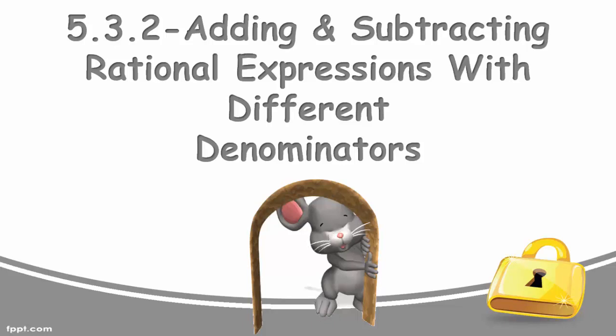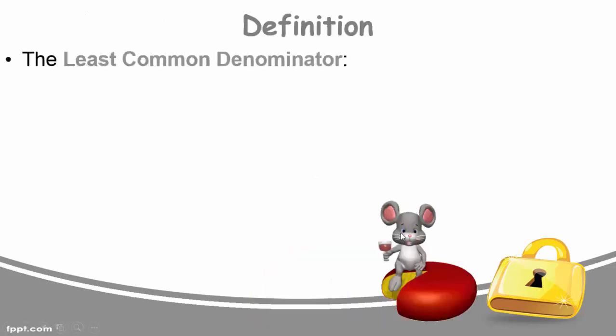Hello, welcome to Chapter 5.3, Part 2, Adding and Subtracting Rational Expressions with Different Denominators. Things become a bit more difficult, or perhaps complicated, when we are adding and subtracting with different denominators. Here, we have to look for the least common denominator, or the lowest common denominator.